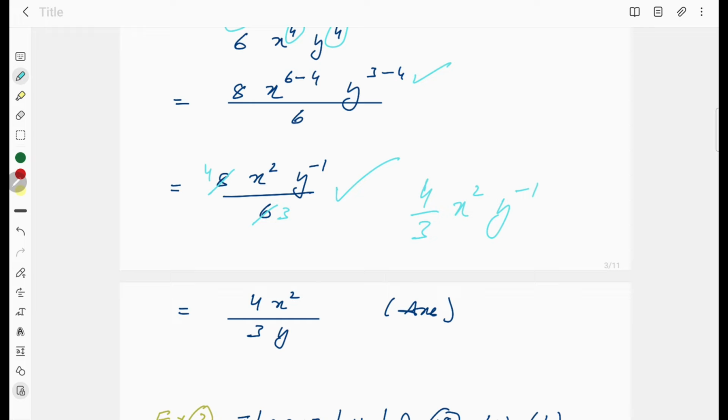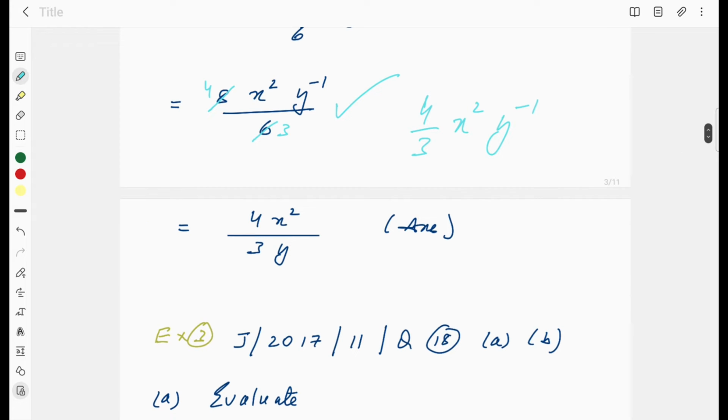You're not supposed to give your answer in negative exponent, negative power. So you have to convert this y power minus 1 to some positive thing. So you bring it in the denominator, and this will become 4x squared over 3y.